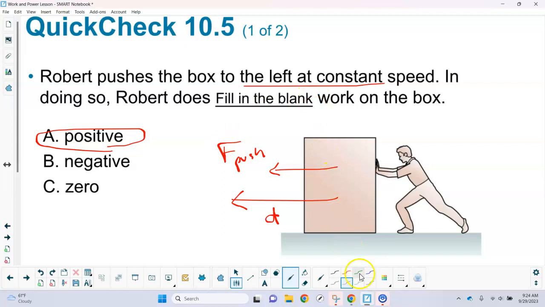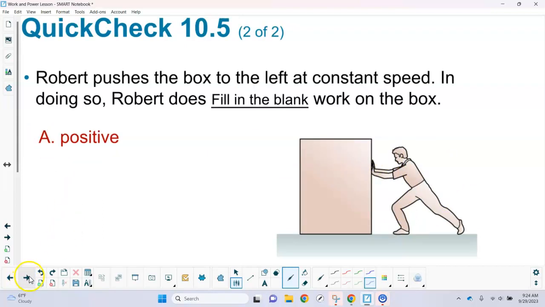To make it go at a constant speed, we'd have to have the friction force going against that, and that friction force would be balancing out the push force. So the two forces would be balanced. The work done by friction would be negative, and that makes sense because friction always slows things down. But Robert's pushing force is going to be positive. So if you think about how the force and the displacement line up, and whether they agree or disagree, that's what makes it positive or negative.